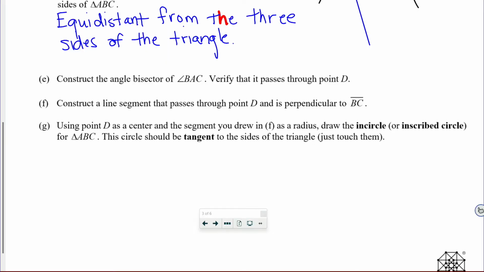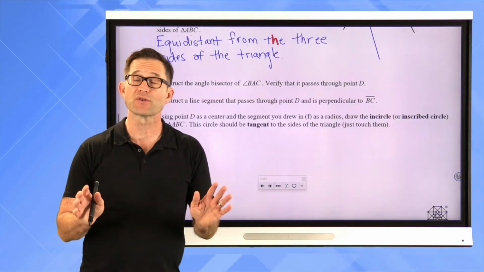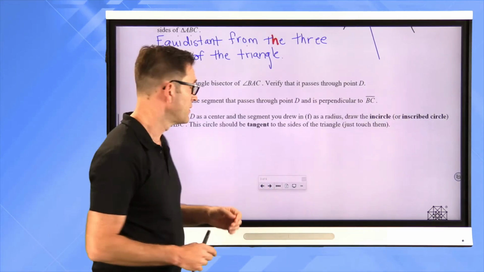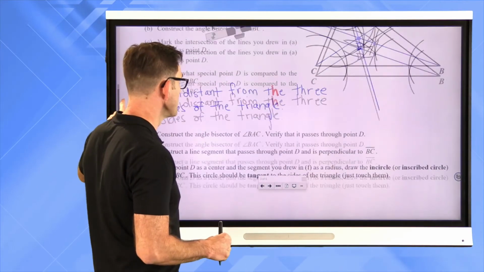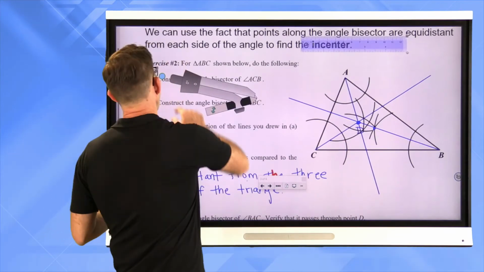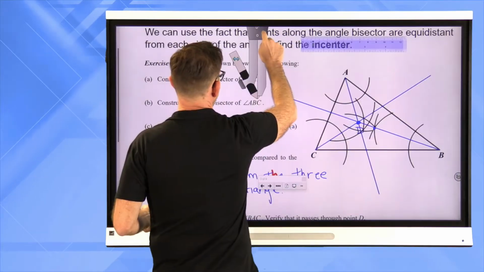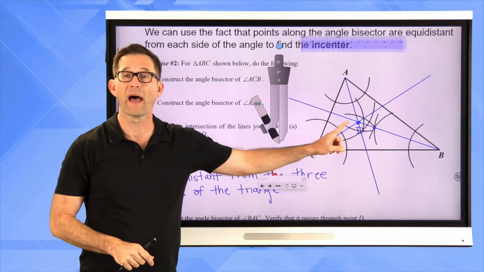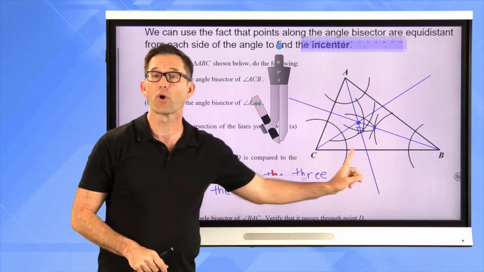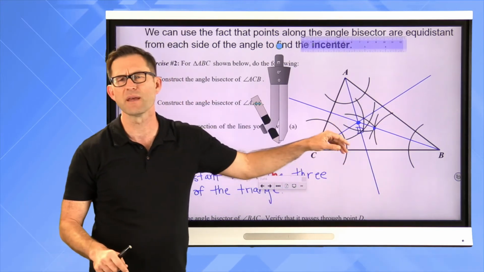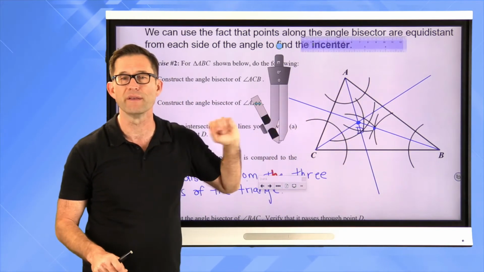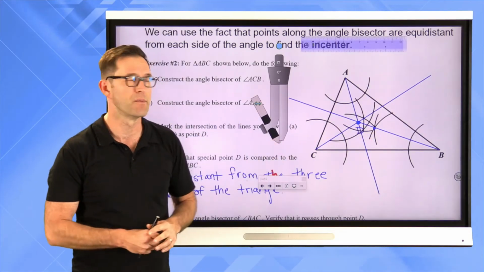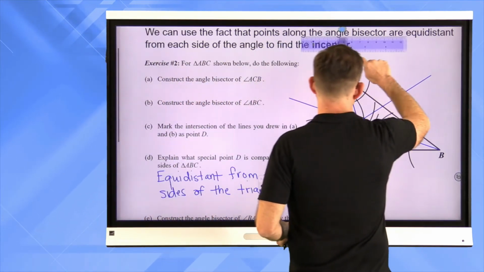Construct a line segment that passes through point D and is perpendicular to BC. Okay, so here's actually a new, not a new, but it's a different construction than what we were just doing. I want to construct a line, and we've done this quite a few times. I want to construct a line that passes through D, but is perpendicular to BC. And I could do the same thing except perpendicular to AB or AC, but BC is going to be the easiest one. So remember how we do that, right?